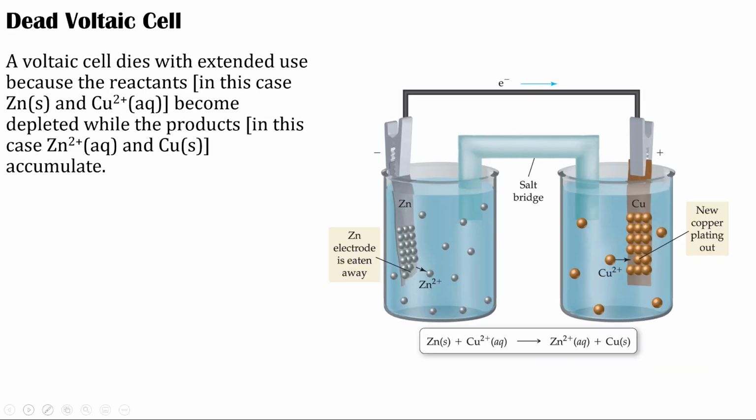So a dead voltaic cell, what happens when your battery dies, is that while all of these are turning into zinc ions, that's being eaten away, and copper ions are going towards the electrode. And so if you run out of those ions in the solution, your battery will die. If you run out of the zinc electrode, your battery will die.